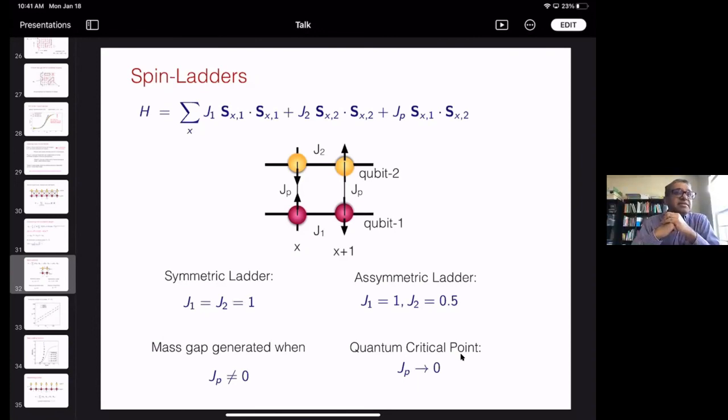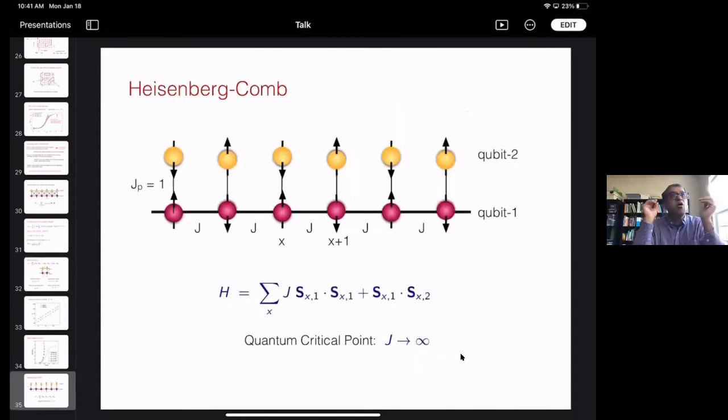That's the understanding. Now, on the other hand, you might argue that in the Heisenberg-Comb, we can look at it in the same way. Why not set J to 1 and J' to 0? There, it's a bit tricky, because if you take that limit, you actually don't get a relativistic theory, because remember, the qubit 2 is actually frozen. So it is completely non-relativistic. It's some crazy theory that you get, and that is not the right limit to think about.